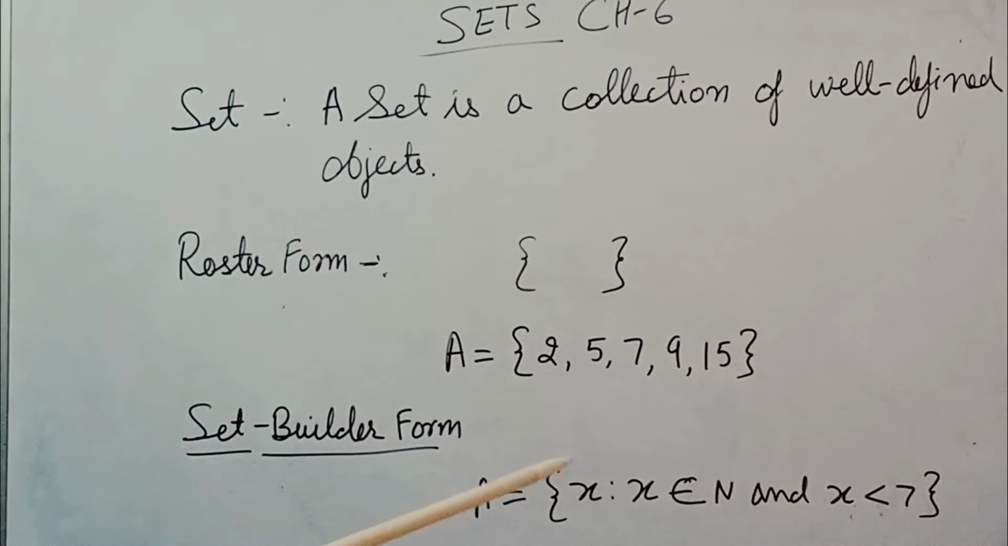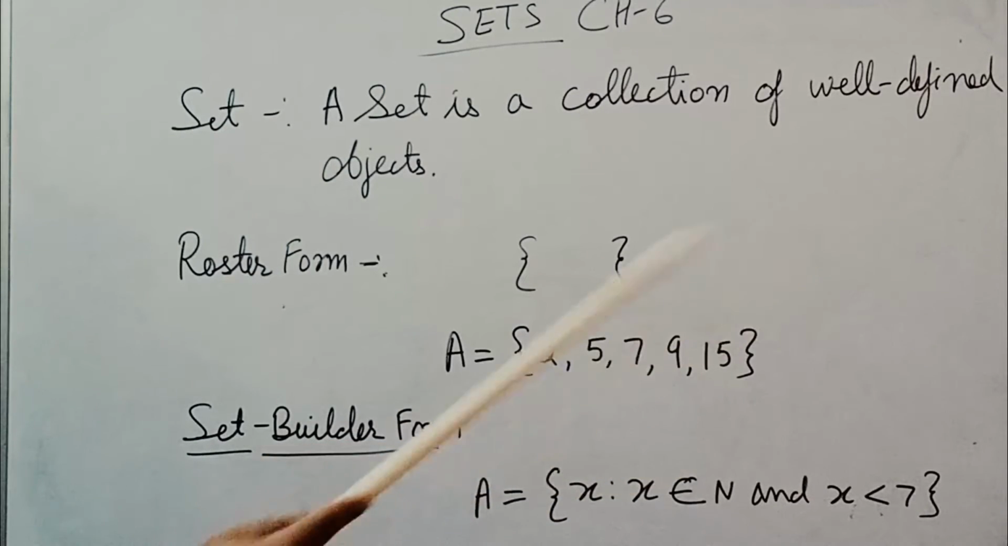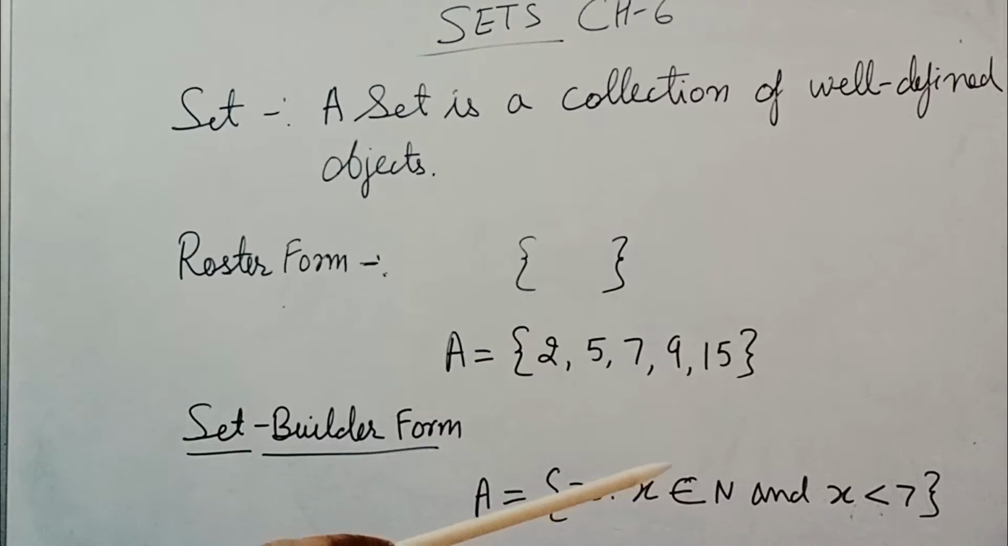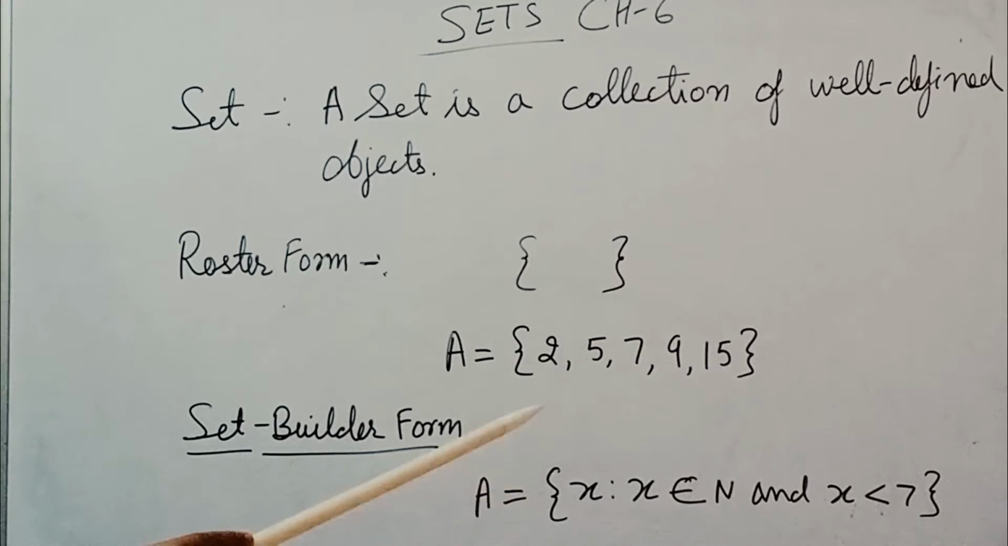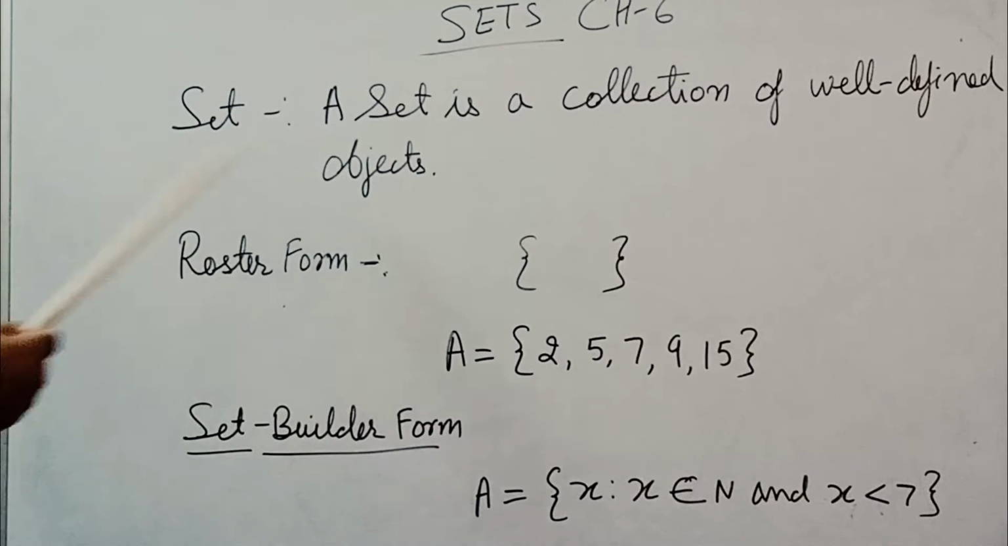What are the elements? x belongs to N. What is N? Natural numbers. But natural numbers are so many, 1, 2, 3, 4, 5, 6, 7, 8 and so on. But the limitation there is x less than 7, which means not more than 7. So the elements of set A will be 1, 2, 3, 4, 5 and 6, not 7, because x is less than 7. So in that manner we define the set.